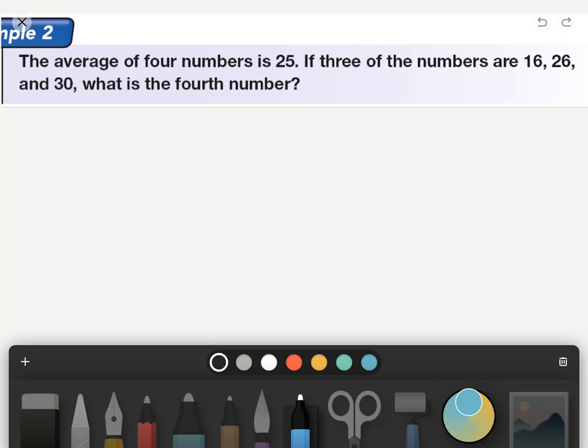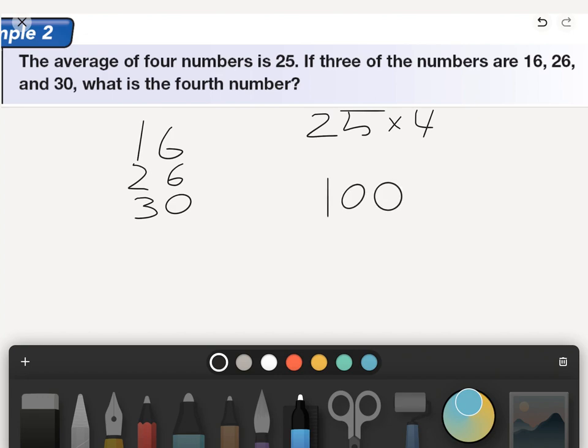So the average of 4 numbers is 25. If we know 3 of the numbers are 16, 26, and 30, then how do we find the 4th number? What do you think? You first do 25 times 4. Oh, okay. You could do that first, just to get something. So yeah, you could do 25 times 4 because we're going to get the total. Mr. Patrick, could you just... Okay. 25 plus 3?